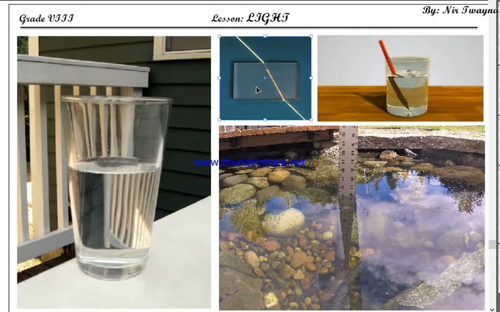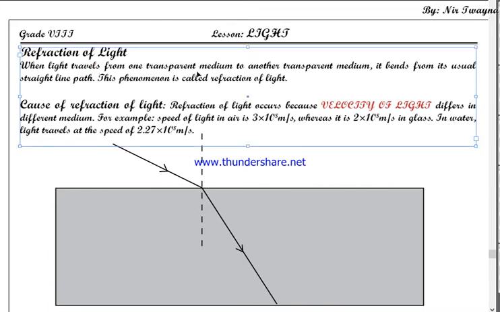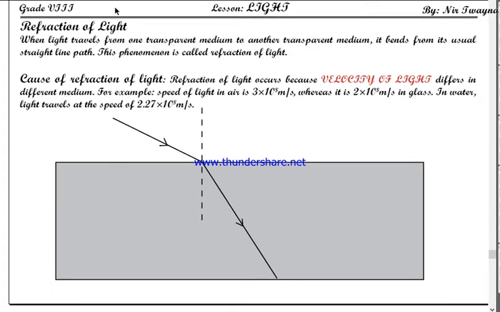Now what is this phenomenon called? This phenomenon in which a light ray bends when it passes from one medium to another medium is known as refraction of light. When light travels from one transparent medium to another transparent medium, it bends from its usual straight line path, and this phenomenon is called refraction of light. Do you get it?